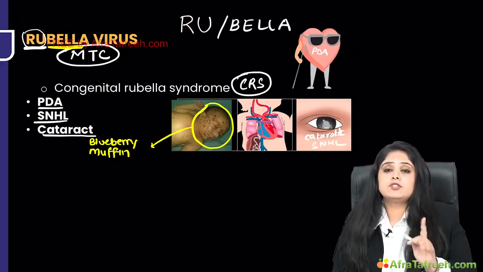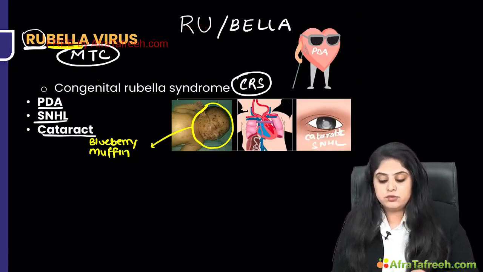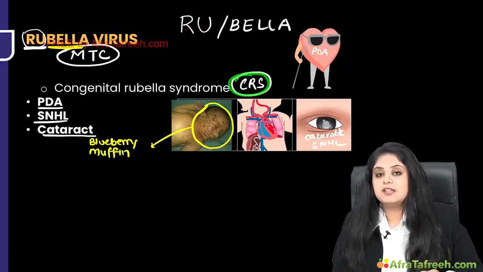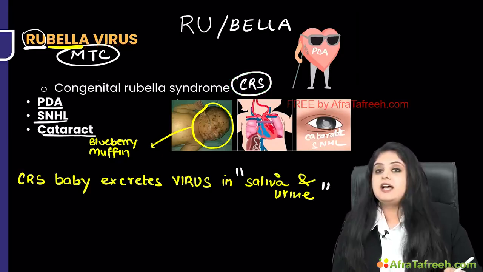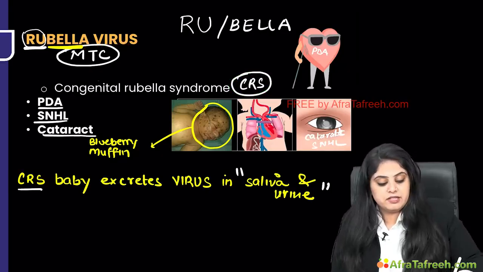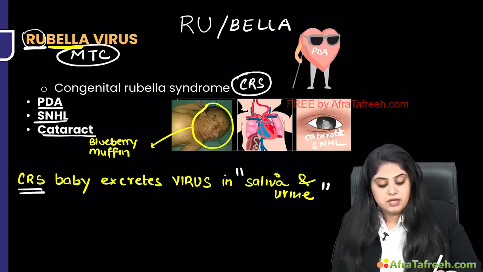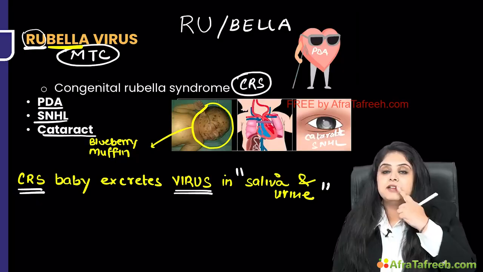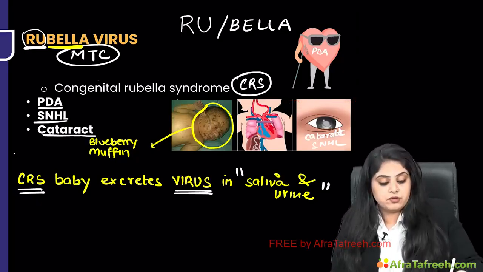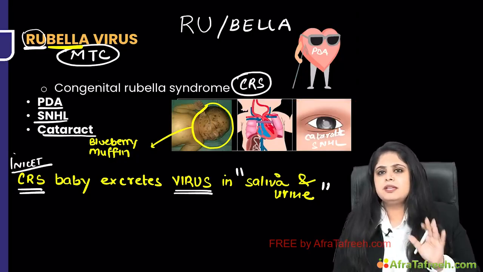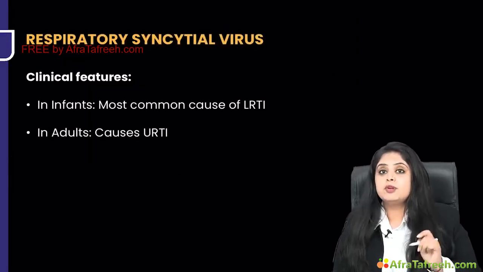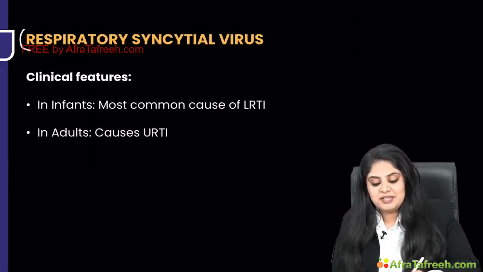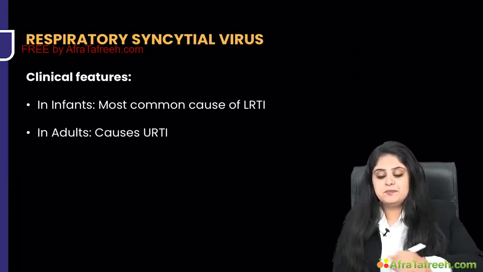But one question which I want the INI-CET students to note: in congenital rubella syndrome, do you know where the virus is shed? The virus is shed in the saliva and the urine of the baby. So whenever there is a congenital rubella syndrome baby, look out for the virus in the saliva and the urine. That is what is important from the INI-CET point of view. Now rubella was not a member of this family, but we covered it. But what is actually a member of this family with R, what you actually had to know was respiratory syncytial virus.